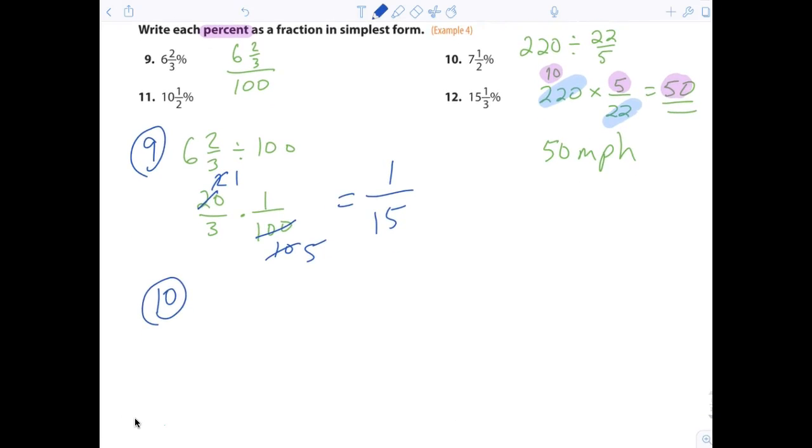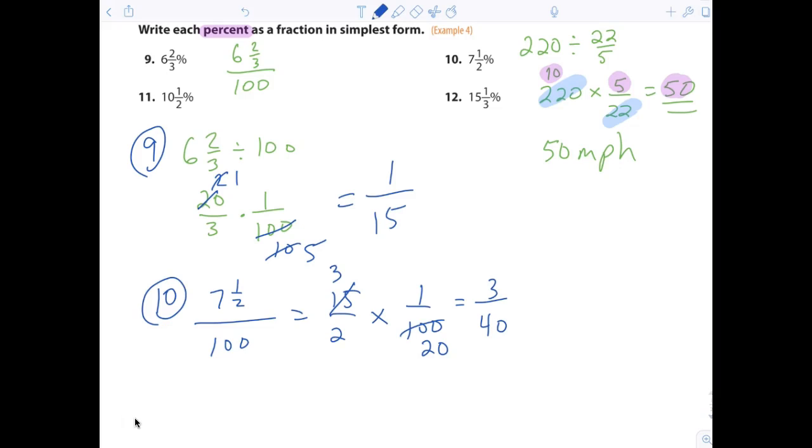Number 10, 7 1/2 divided by 100. That's what that means. That's correct, 15 over 2. Now, let's do this in one step. Times 1 over 100. Very good. Now, what can I reduce here? 15 and 100 by 5. So that becomes 3, and this becomes 20. Good job. 3 over 40. All right, that was 10.